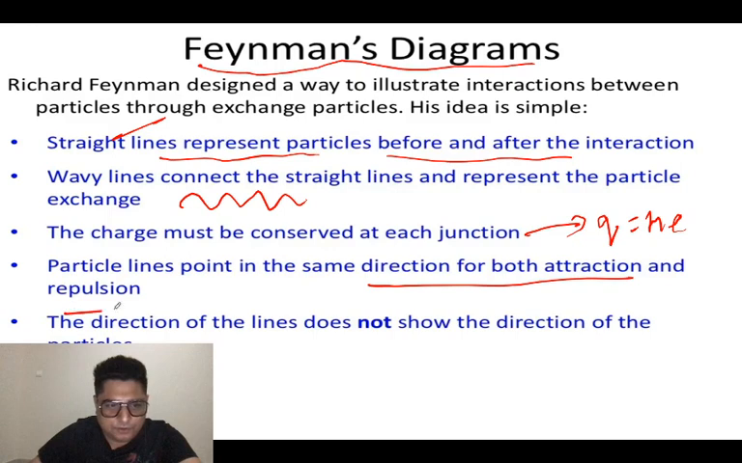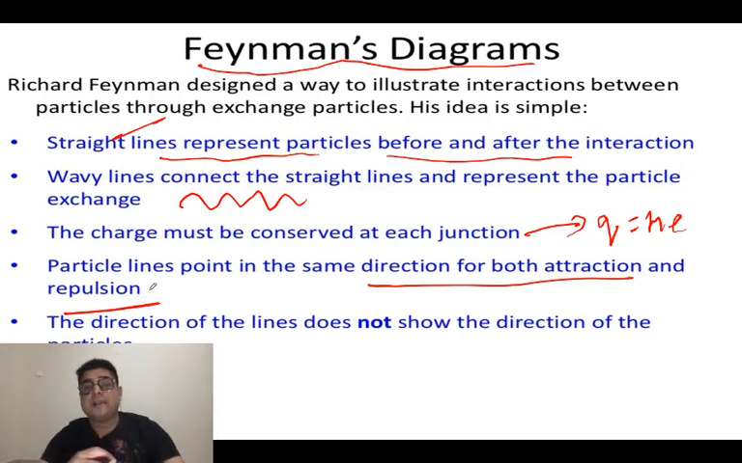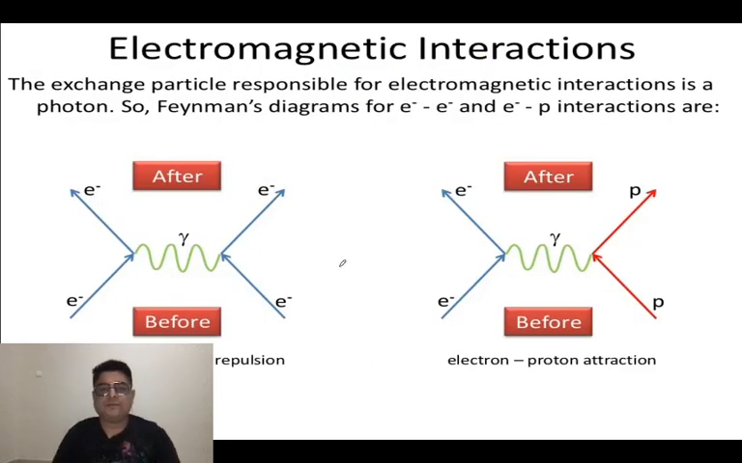We are also going to denote Coulomb's electrostatic force of attraction and repulsion between two fundamental particles, which we are going to take under consideration. The direction of the lines does not show the direction of the particles. So we are going to follow these notations accordingly. You can see here the electromagnetic interactions, which are being shown on the left hand side of this computer screen and the right hand side as well.